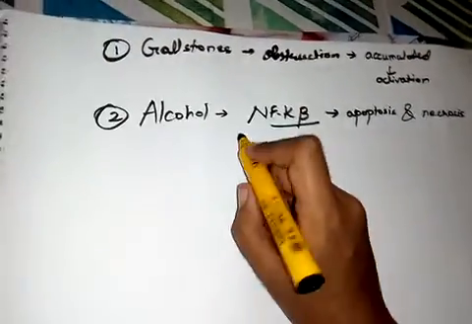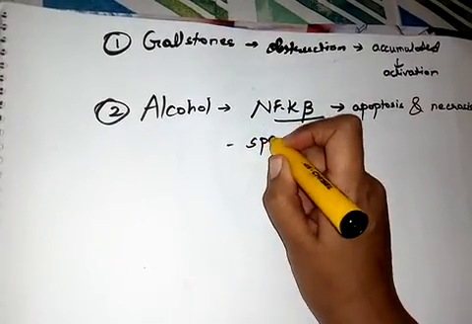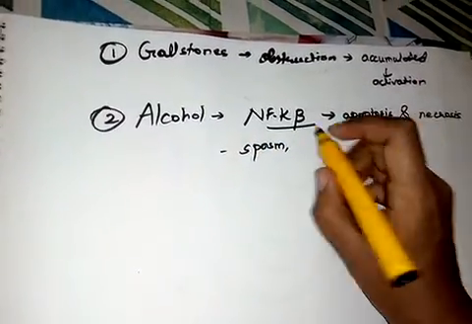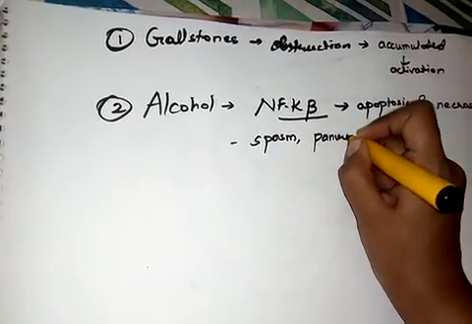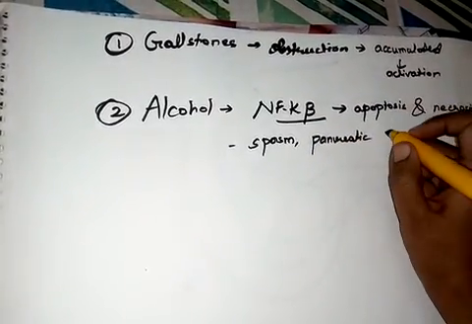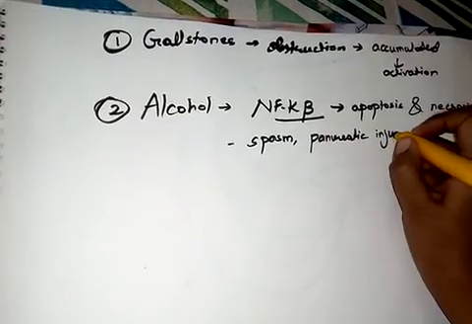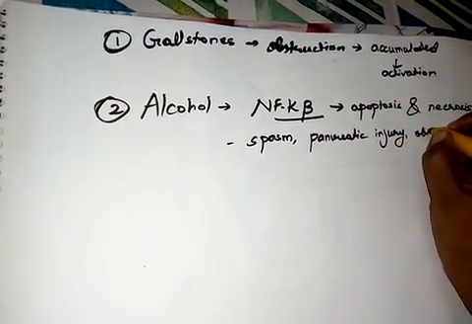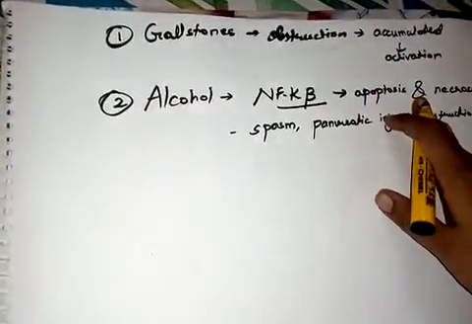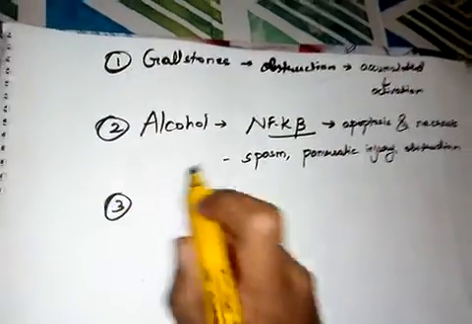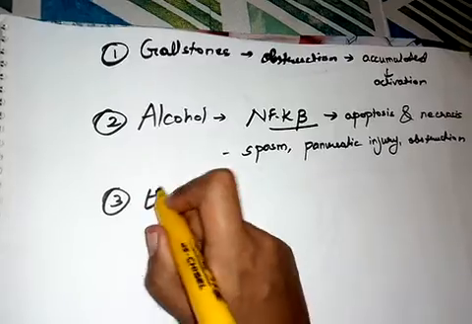Also, alcohol causes spasm of the sphincter of Oddi. It causes direct injury to the pancreas, and also it causes obstruction of the pancreatic ducts. So, in this way alcohol causes pancreatitis. Then another important one is ERCP.